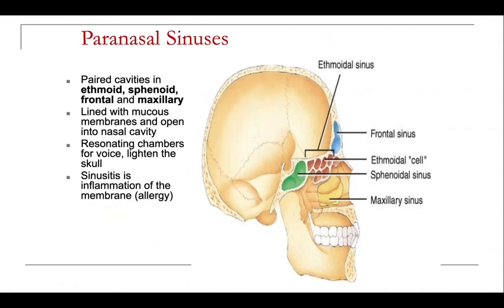So here you can see these ethmoid cells in the sphenoid sinuses. The paired cavities in the ethmoid and sphenoid, frontal, and maxillary areas. So you can see frontal, sphenoid, maxillary. So these are lined with mucous membranes. They'll open into the nasal cavities. They give that resonance. Sinusitis is inflammation of the membrane. This is typically what happens with allergies.